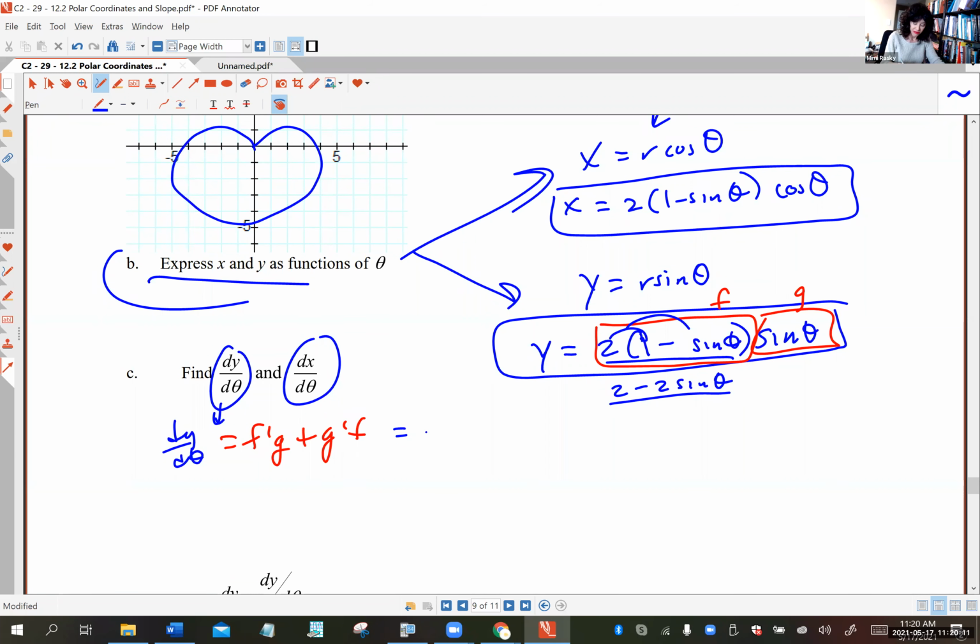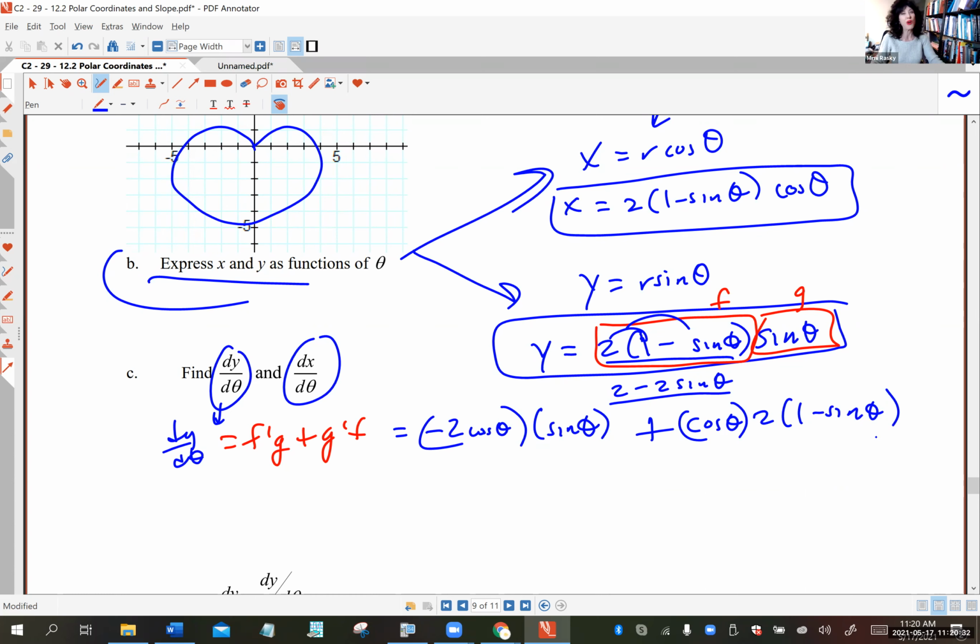-2 cosine theta. So there's your f prime. Yay! And then times g, and I'll just copy down the g as sine theta, plus g prime. That's the derivative of sine. That's easy. That's cos times f. Ooh, the whole thing again. Okay, there's your hot mess. So there's dy d theta. I'm just going to leave it. You can clean it up if you want. Fine. Dx d theta.